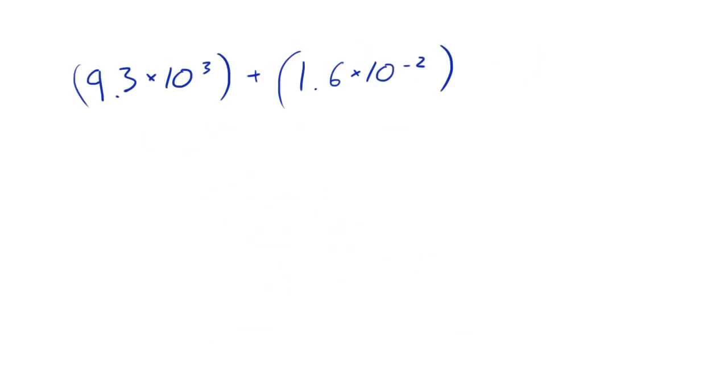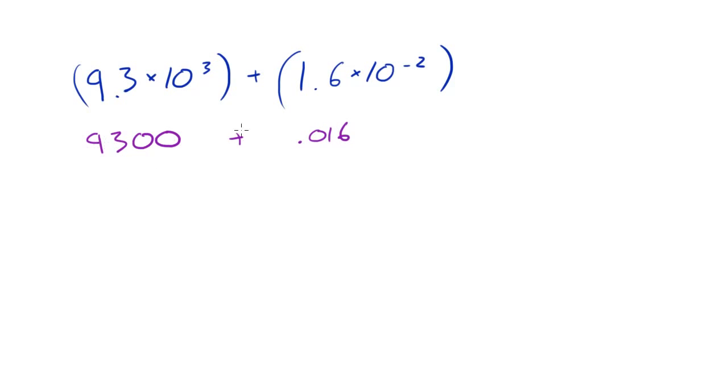So now, last but not least, say you have a really big number like this one. 9.3 times 10 to the third plus a really small number, 1.6 times 10 to the negative 2. Well, let me go ahead and convert these numbers first so you can see them a little bit easier. So this number right here is 9,300, plus this small number over here is 0.016.